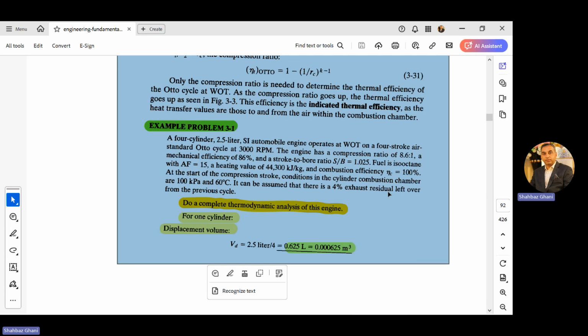What type of engine is this? How much power and work is it developing, and all the many factors which we have studied in chapters 2 and 3. Now, starting from the basics, first for one cylinder, we will find the displacement volume. We know the volume of the engine is 2.5 liter. So we have four cylinders, and we divide it by 4. The volume comes out to be 0.625 liter, or this much in cubic meters.